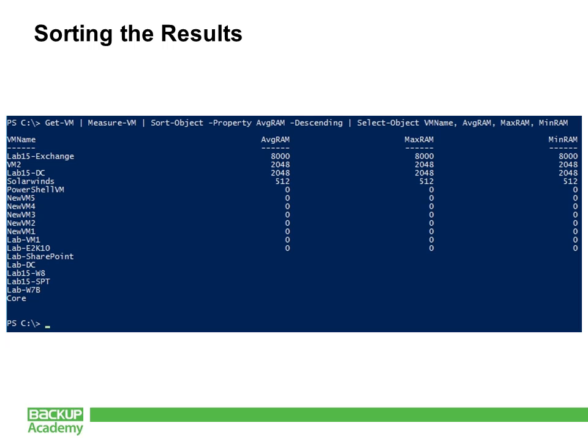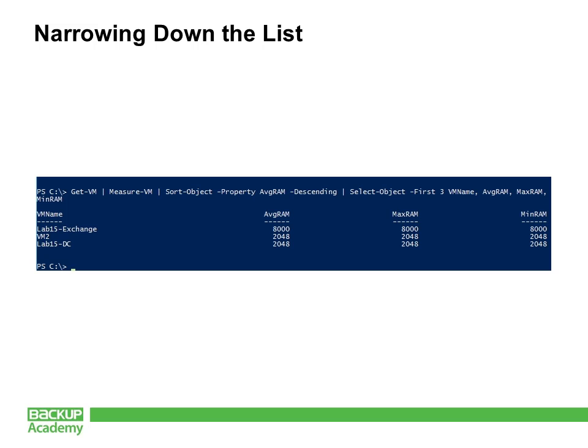Now, what if we want to narrow things down a little bit? What if we've got a huge number of virtual machines and we're only interested in the ones that are consuming the absolute most resources? Well, there's a way of doing that too. If you take a look at the commandlet that we've got here, we start with get-vm, pipe that into measure-vm, just as we have before, and we use sort-object -property average memory, just as we did in the previous slide. We're doing a descending sort once again, and we pipe the output into select-object. All of this is exactly like what we did on the previous slide.